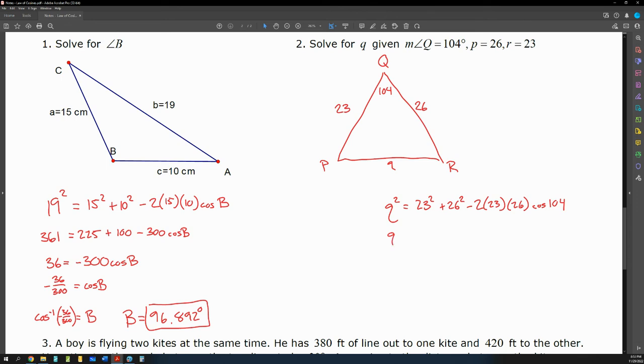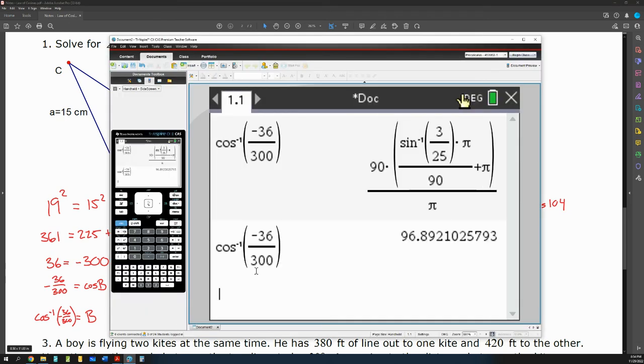So we have Q squared is equal to 23 squared, which is 529, 26 squared is 676, and then 2 times 23 times 26 is 1,196, and then cosine of 104. Okay? So now we can just plug this quantity into our calculator, and we'll get the quantity Q squared. So let's go ahead and plug that in.